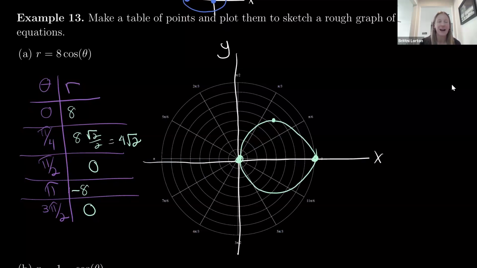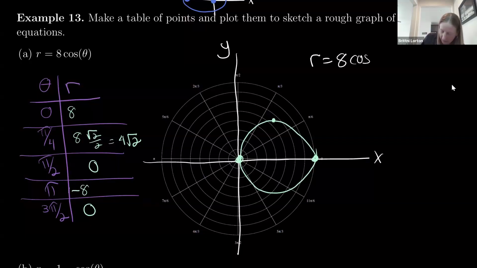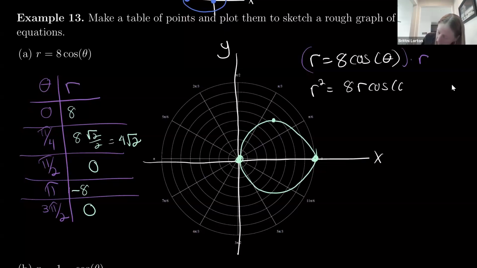All right. How do I know for sure that that really was a circle? Let me show you. r equals 8 cosine of theta. Multiply both sides of that equation by r. And then I would get r squared equals 8r cosine of theta.